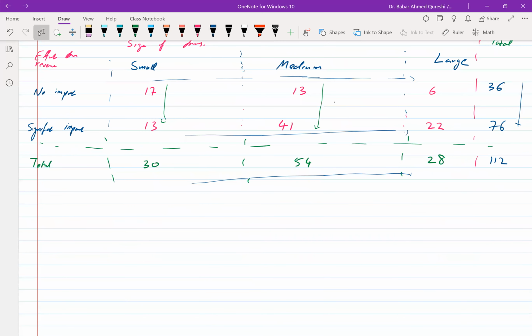Now, I make the hypothesis that there is no relation of impact with the size of the company. This is always the null hypothesis in this kind of test: that these two attributes have no relationship, they're independent. So based on this, I can write an expected table.